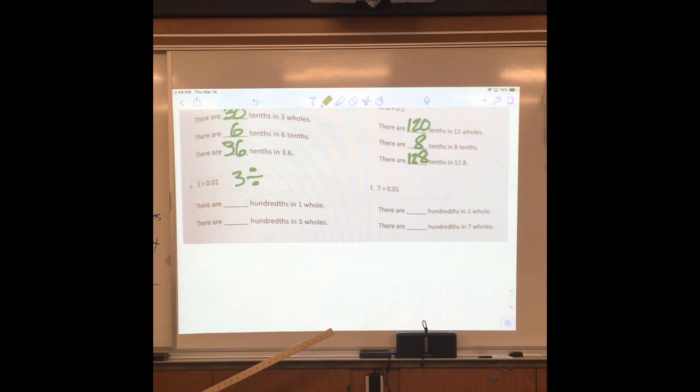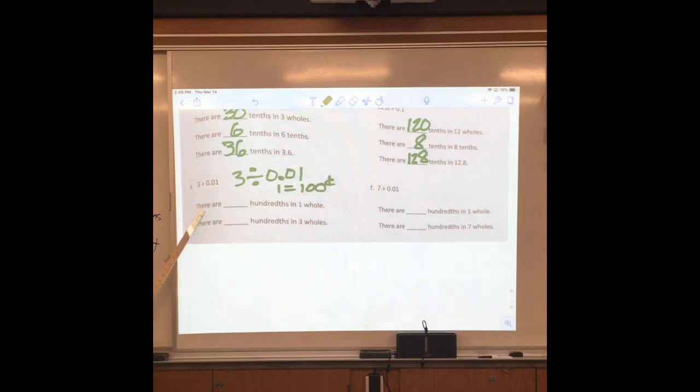3 divided by 0.01. What are we talking about here? We're talking about pennies, right? So how many pennies are in 1? 1 would equal 100 pennies, that's right. 100 cents, 100 pennies. So how many do you think there are in 3?